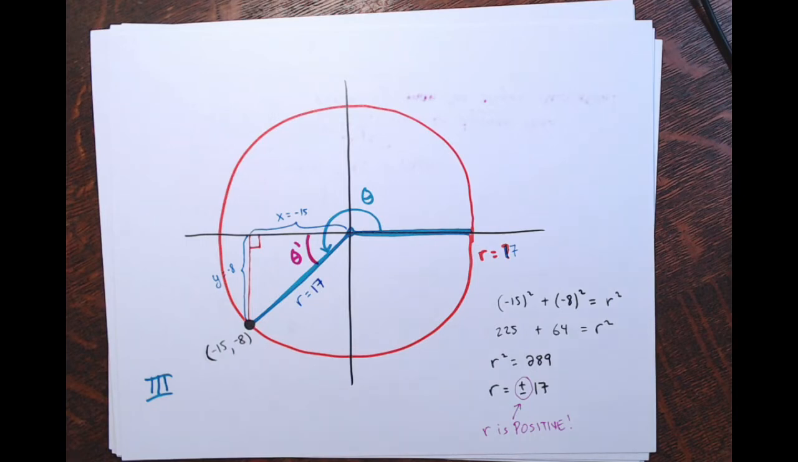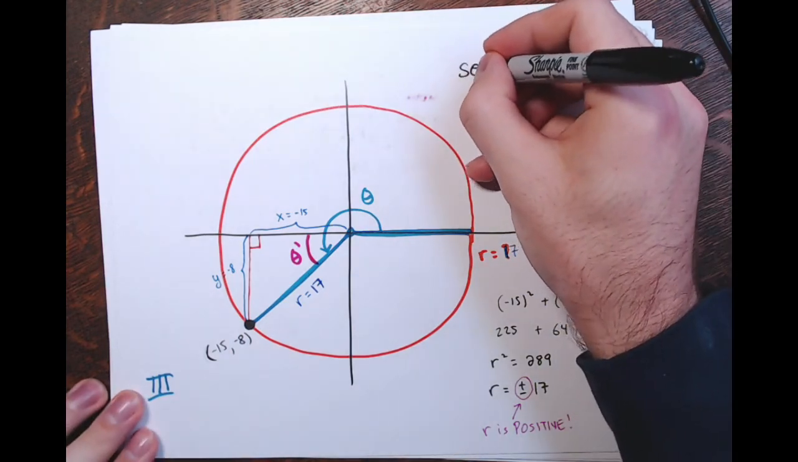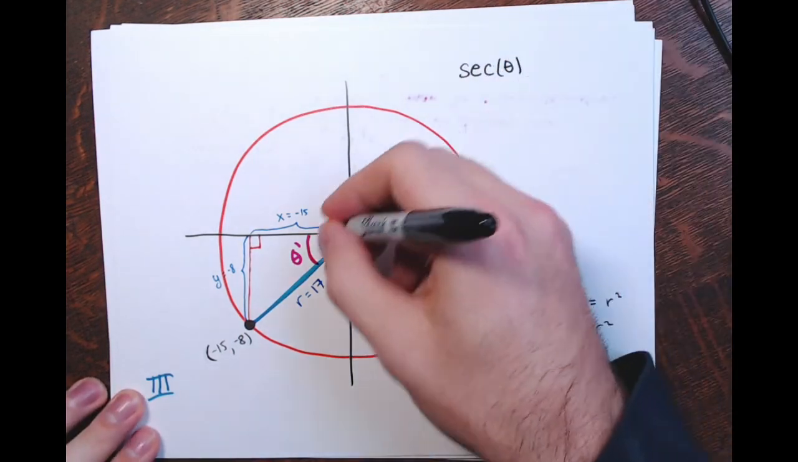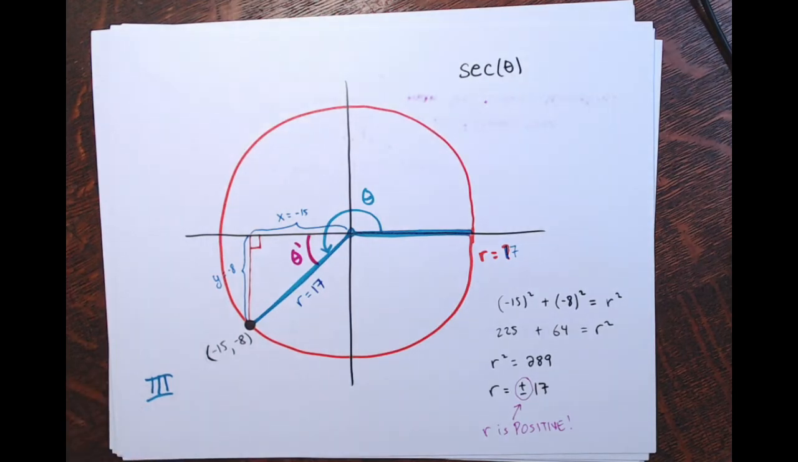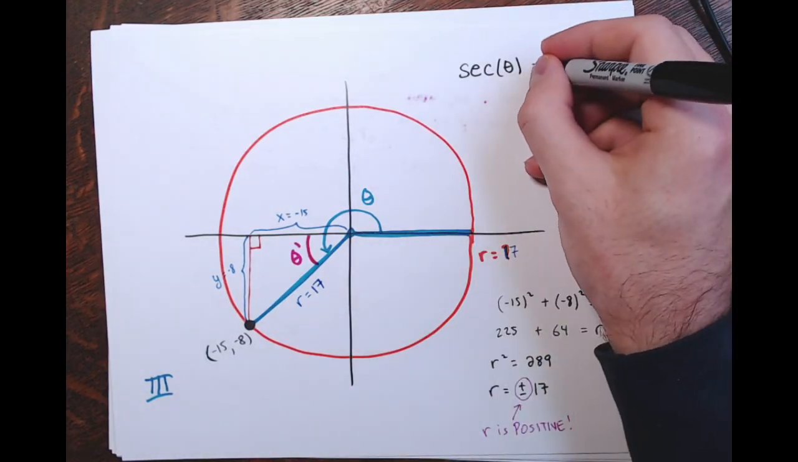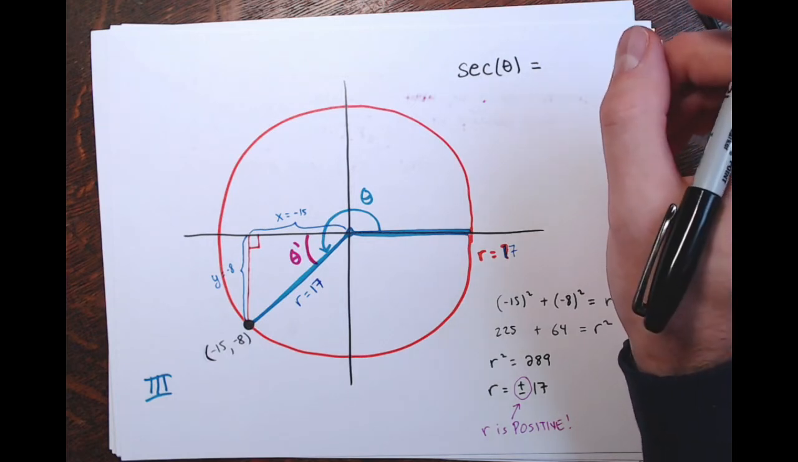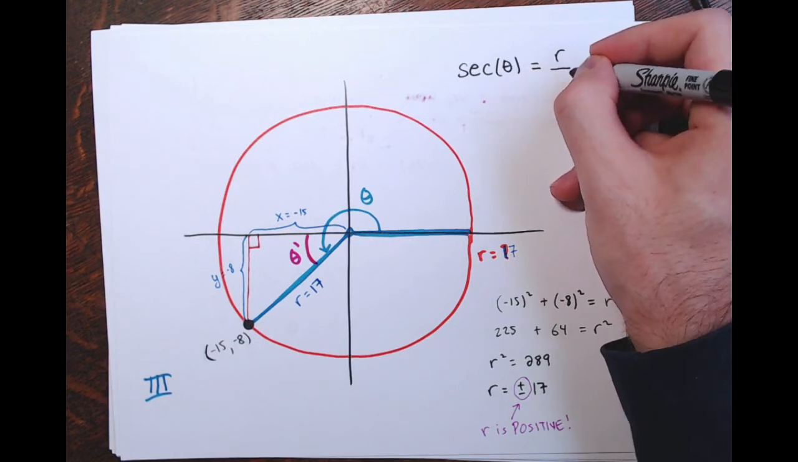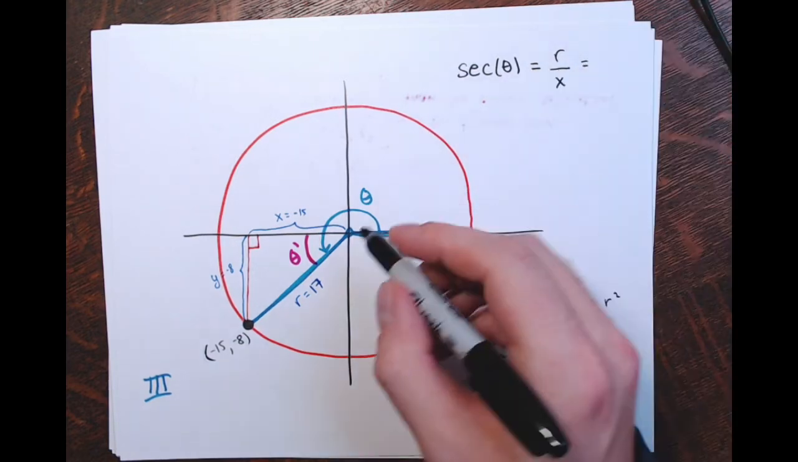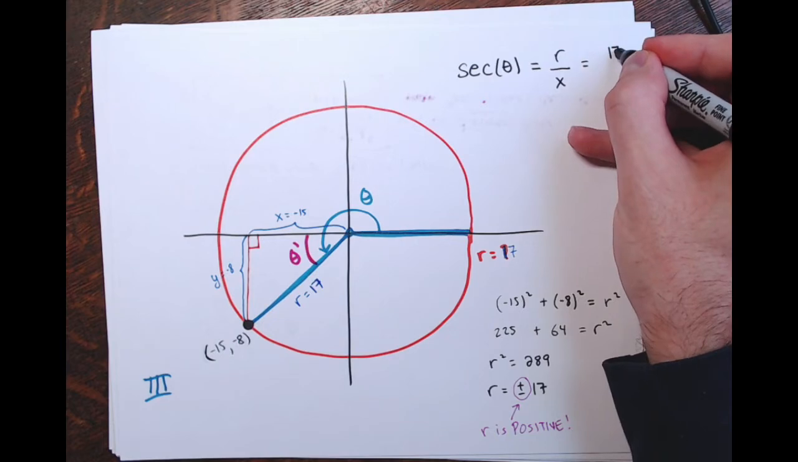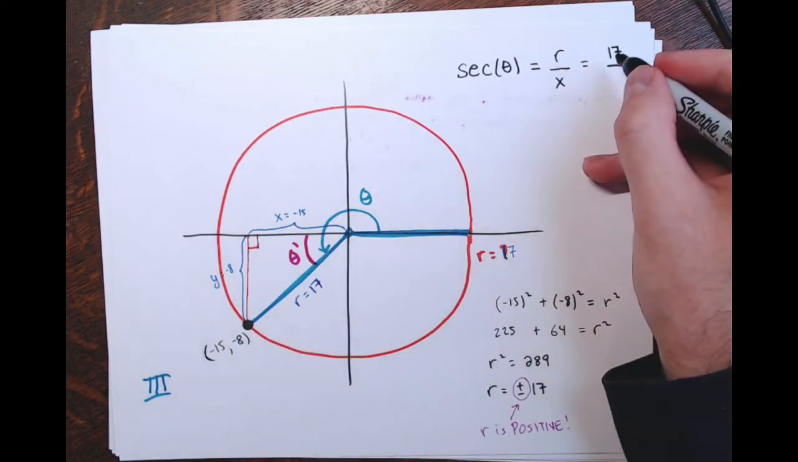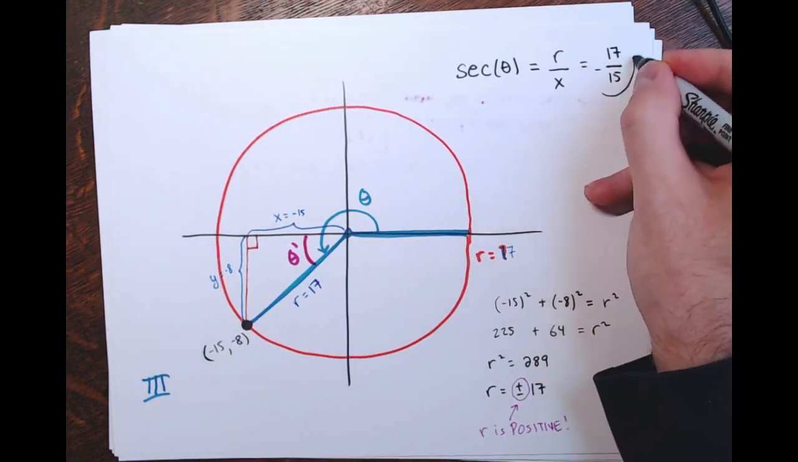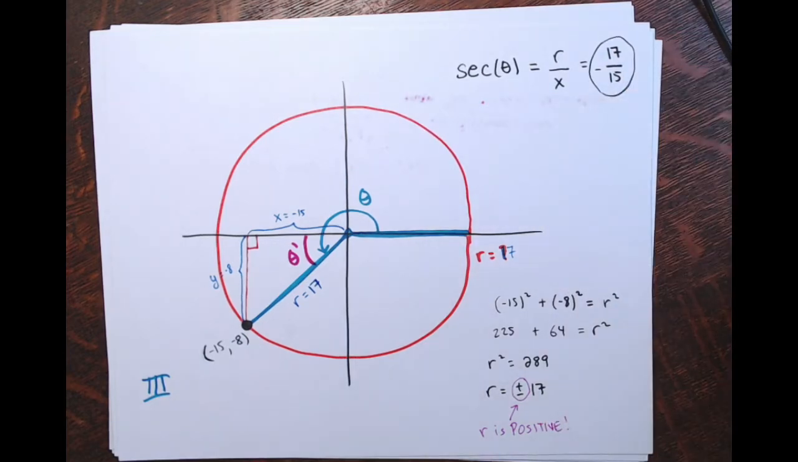Then we're asked for, what's the secant of this angle that I just drew? Well, remember, secant is the reciprocal of cosine. Cosine was the x-coordinate of your point on the circle divided by the radius. So this is the other way around. It's the radius divided by the x-coordinate. The radius of this circle is 17, divided by the x-coordinate, -15. So this will be -17/15. A positive divided by negative is negative.